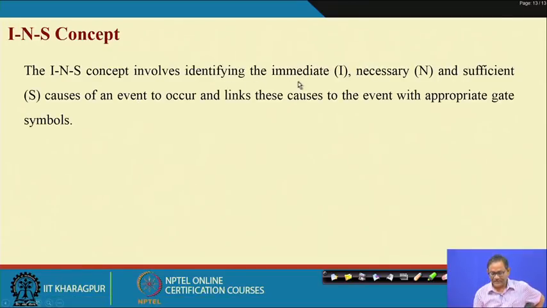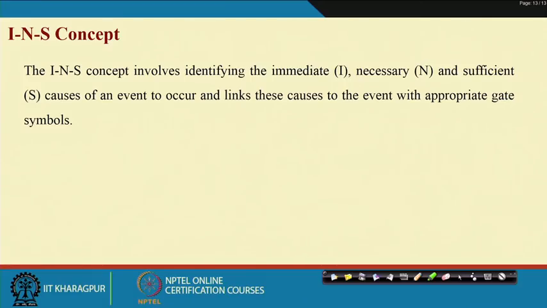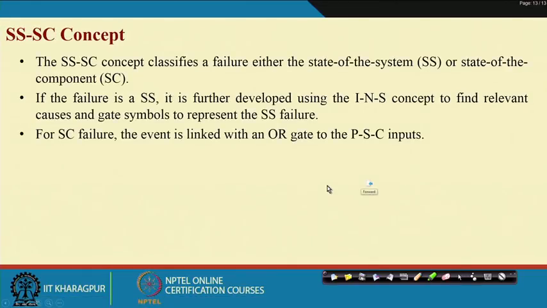The INS concept involves identifying the immediate, necessary, and sufficient causes of an event to occur and linking these causes to the top event with the appropriate gate symbol. Suppose you are talking about a system level failure. Immediately, what do you require? You will find out what the possible causes are, and those causes must be necessary and sufficient to have the top event occur. Okay, and then the second one is the SSC concept.